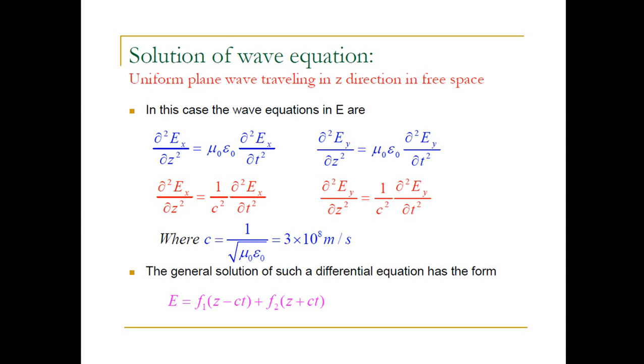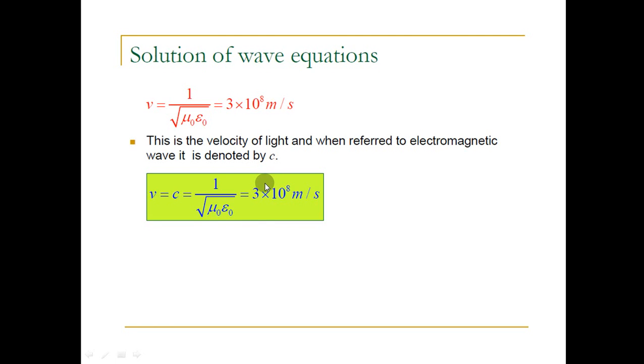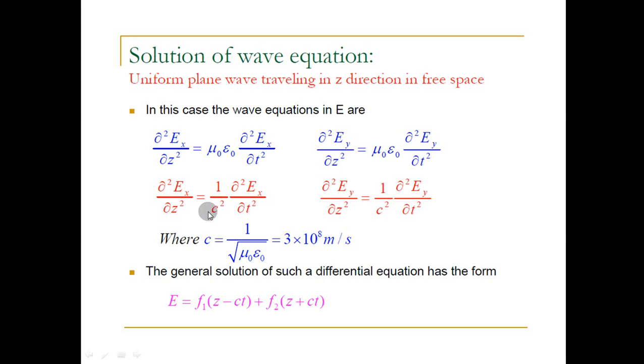With this we can go to the next part of the PPT, the solution of the wave equation, where we have already given the important consideration. We have taken a uniform plane wave traveling in the z direction in free space. In that case, the wave equation for the electric field along the x-axis and y-axis could be rewritten like this, where the speed of the wave in free space is 3 into 10 to the power 8 meters per second.